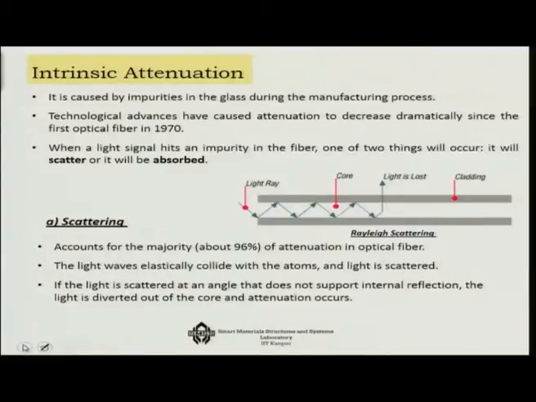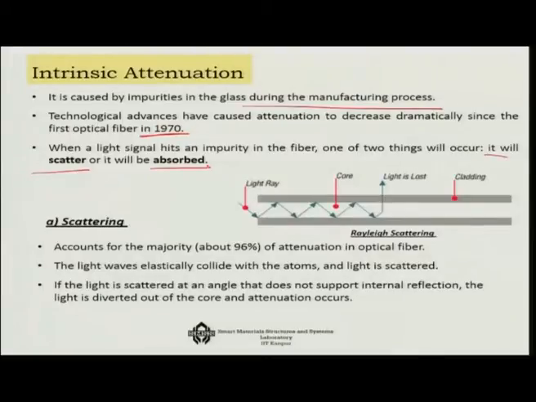Intrinsic attenuation is caused by the impurities in the glass during the manufacturing process itself. Technological advances have caused these manufacturing defects to come down, so this attenuation has decreased dramatically since the first optical fiber in 1970. Today we get a much better one, so much less intrinsic attenuation. When a light signal actually hits an impurity in the fiber, one of two things will occur. It will either scatter or it will be absorbed.